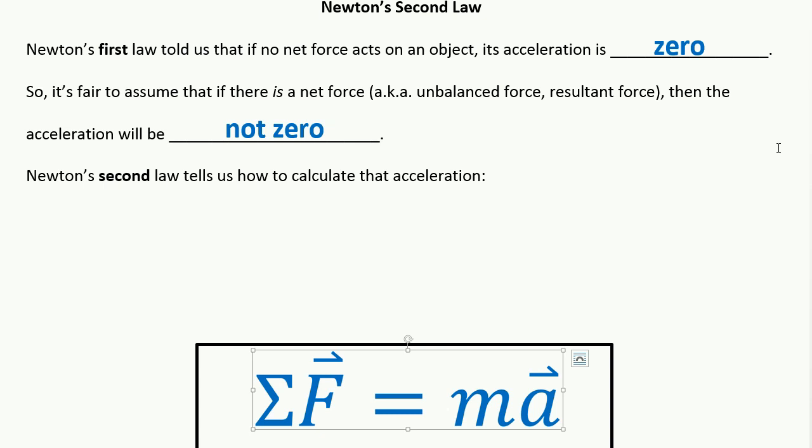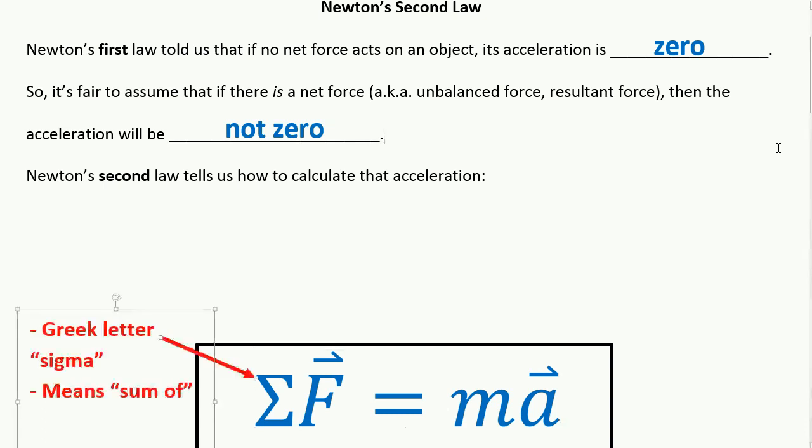The first thing you might notice here is this funky symbol right at the beginning. Now this is a Greek letter. It's the Greek letter called sigma. And we often use it in physics and in mathematics. And it means the sum of. So sum being adding a bunch of stuff together. What are we adding together in this case?